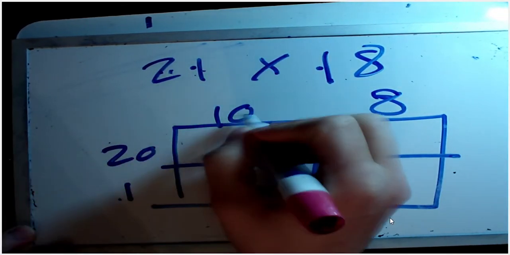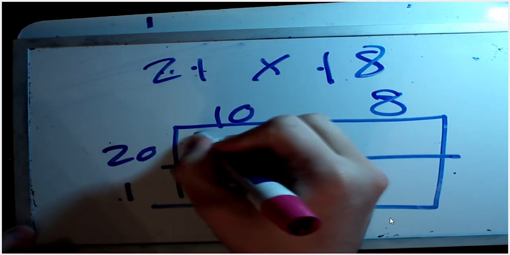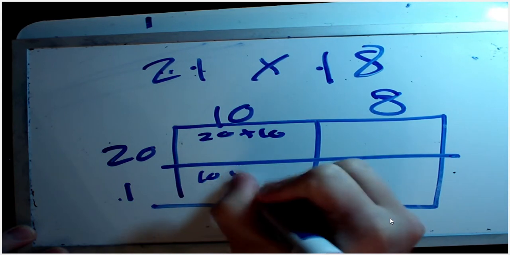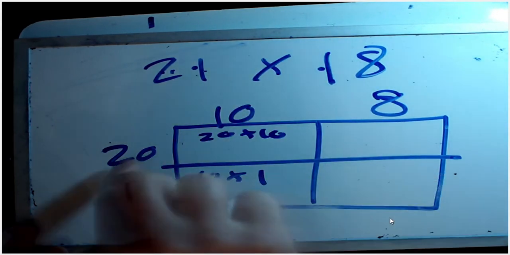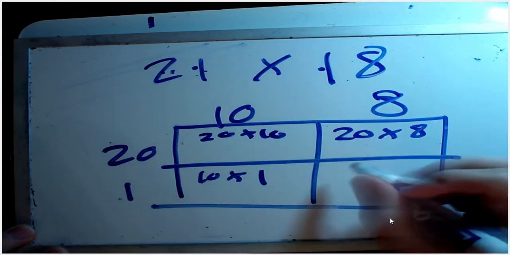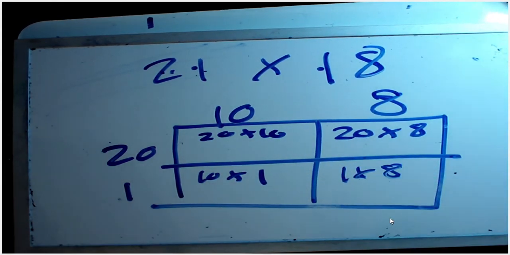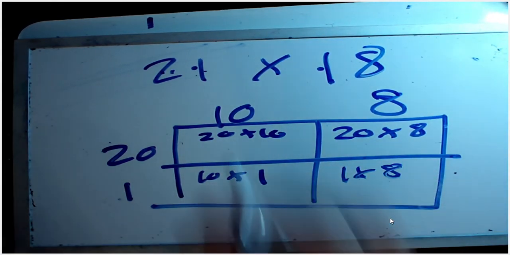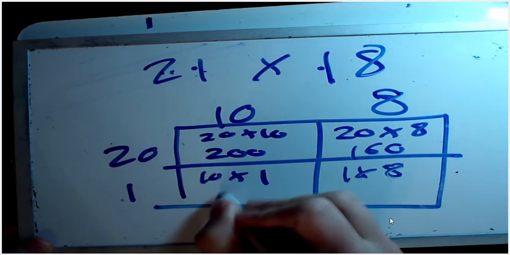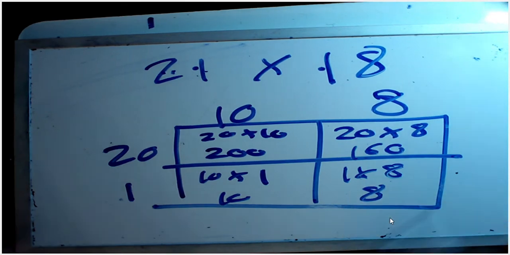to multiply. We would do 20 times 10, we would do 10 times 1, because we're just pairing them up, 20 times 8, and 1 times 8. And we would solve all those, like 200, 160, 10, and 8, and we would add them all up together to find our final product.